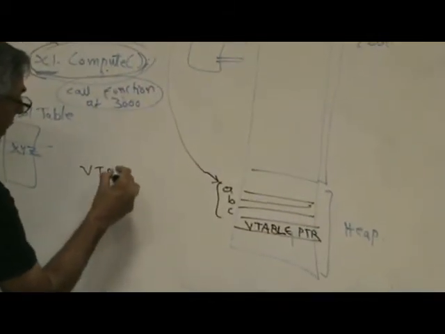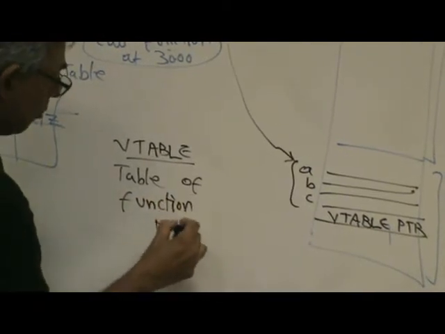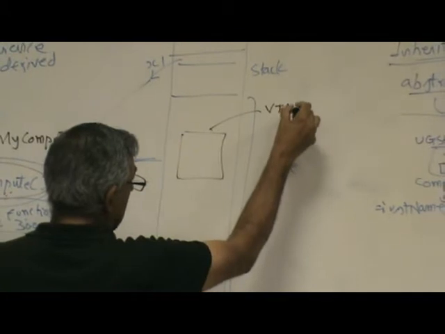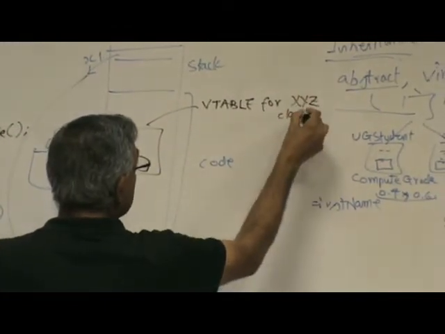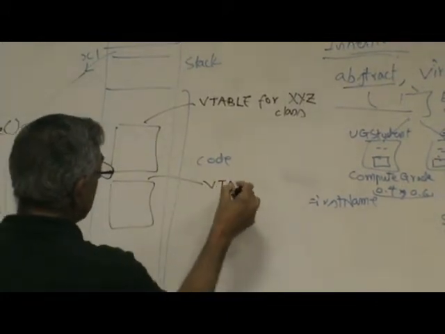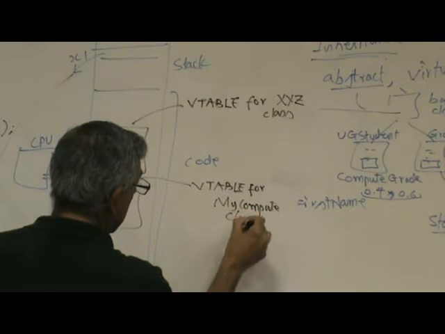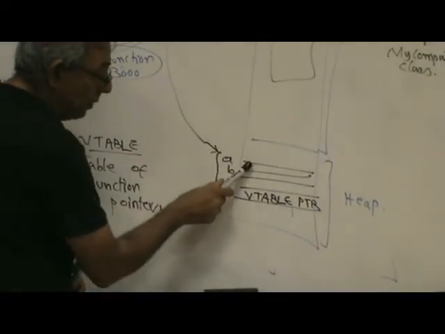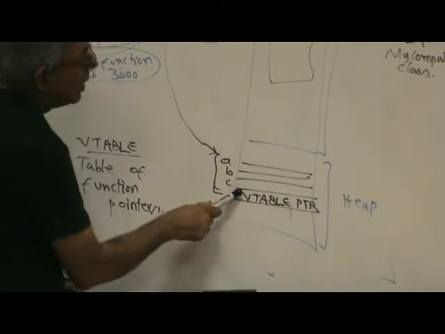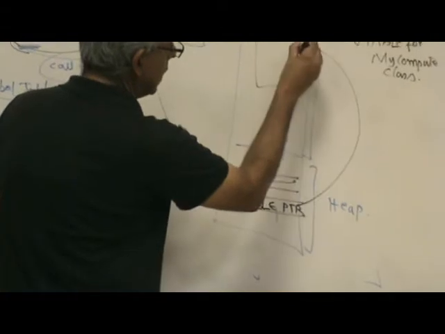What is vtable? Vtable is basically a table of function pointers. Okay, so in the code area, there will be a vtable for every class. Vtable for XYZ class. There will be a vtable for my compute class. Okay, so whenever we create one object, we actually allocate one extra memory. We allocate memory for all the fields, and the extra memory is the vtable pointer. So because in this case we created new my compute, this will be pointing to basically over here.